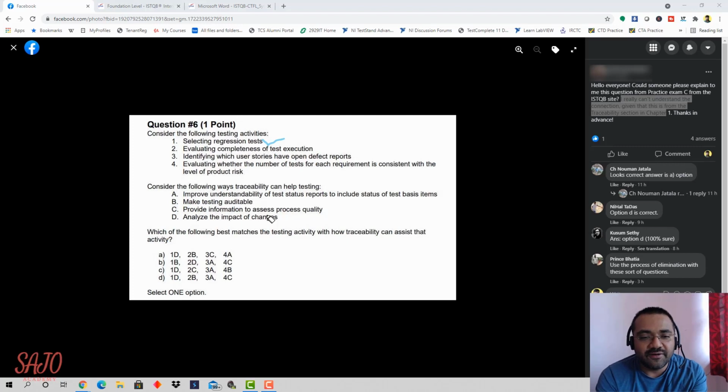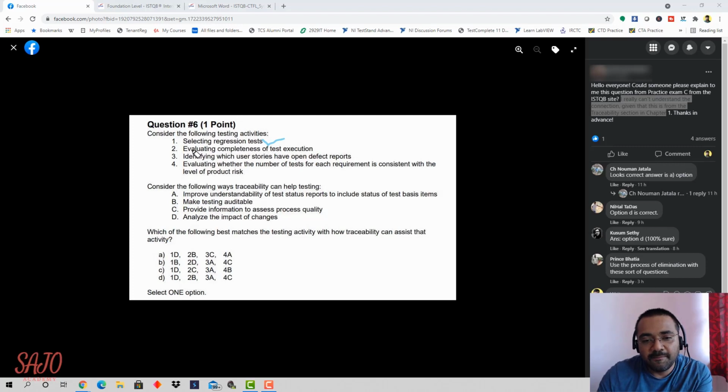To define the scope for the regression, you do the impact analysis, and impact analysis will be easy when you have traceability between the requirements and the test cases. So one should be D. With that, B is not the answer. Either A, B or D are the answers.